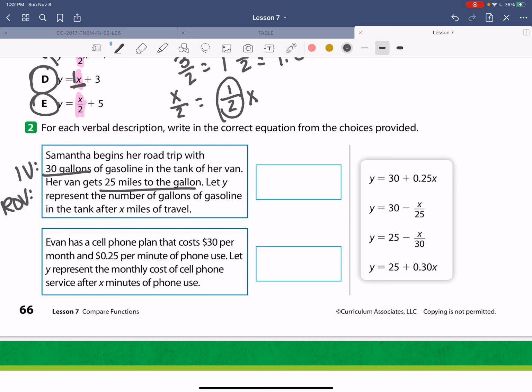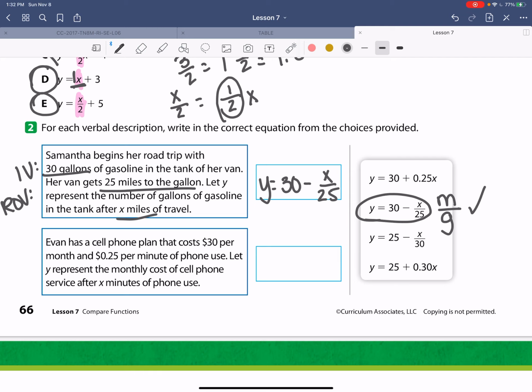So since it gives miles to gallon and X is miles, so miles over gallon. So we have 25 miles to the gallon, so we should have our miles over gallons, which is here. So that is Y equals 30 minus X over 25. We have X as our miles and 25 was our gallons. It matches up, so we're good.